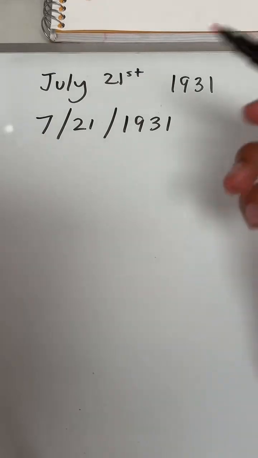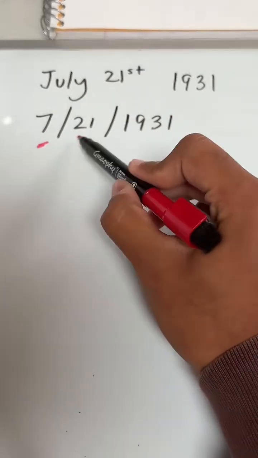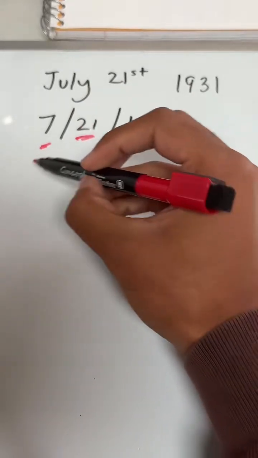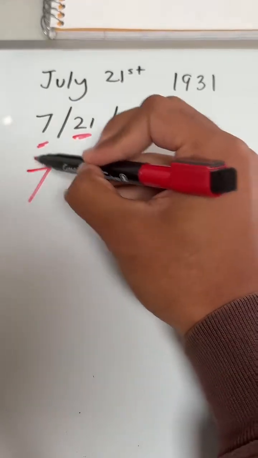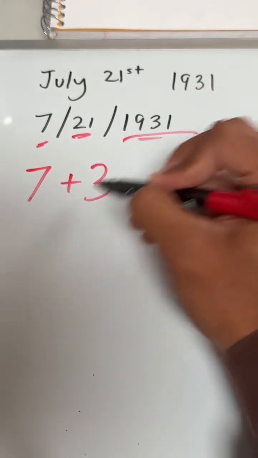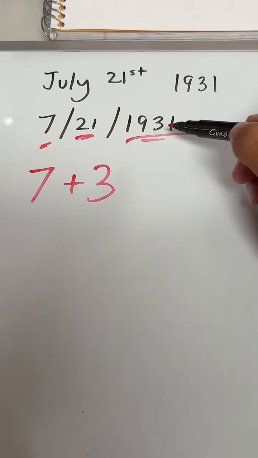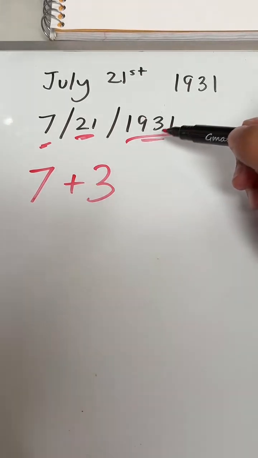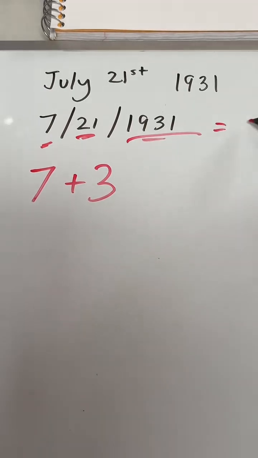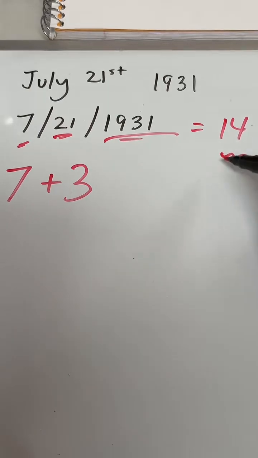The next method, and this is the method that I like doing the most, is reducing starting in each point. So you have this, and this. You want to reduce each of them and then add. So you have 7, because 7 is already reduced. It's 2 plus 1 reduces to 3, so you have 7 plus 3. And then 1931, you do 1 plus 9, that's 10, plus 3, that's 13, plus another 1, that's 14. And then 14 reduces to 5.